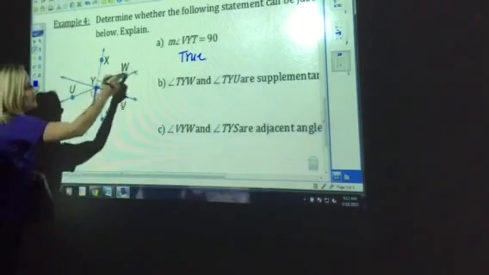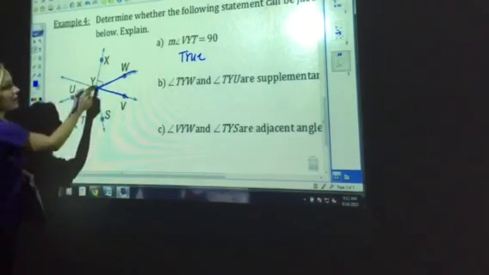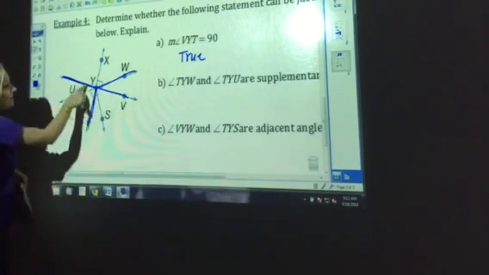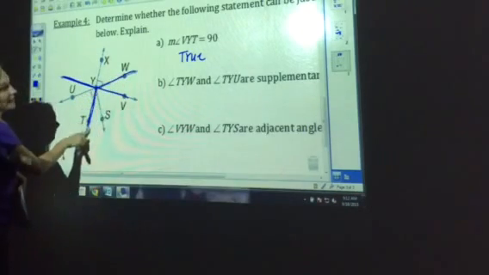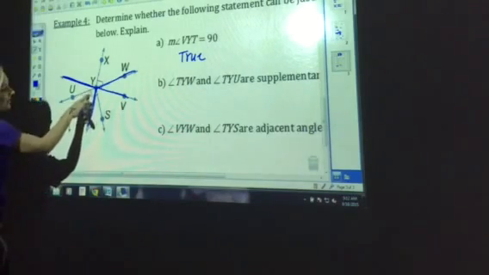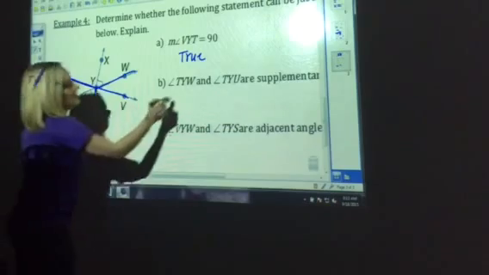The next one says that angle TYW and TYU, this angle right here and this big angle right here, are supplementary. You can assume that. You know that this right here is 90 degrees, but you don't know what the measure is of this one. So that would be false.